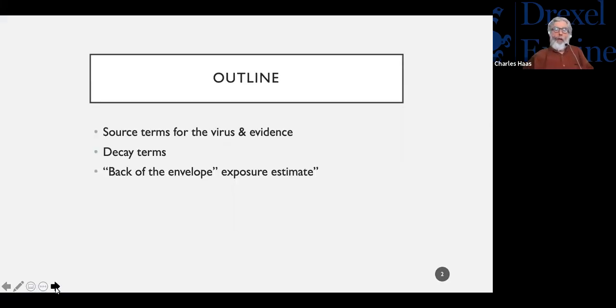Today I want to talk about source terms for SARS-CoV-2, the evidence for them, decay terms, persistence, and then we'll end up by posing a back of the envelope problem for exposure estimation. And I will pose the problem at the end of the first segment today, and at the second segment, work through the solution.